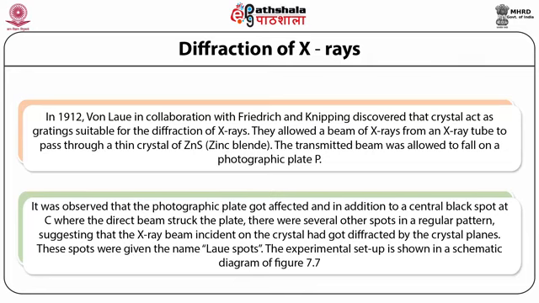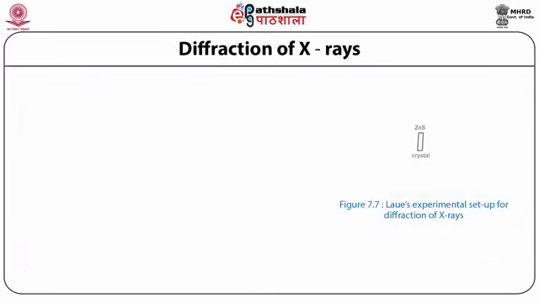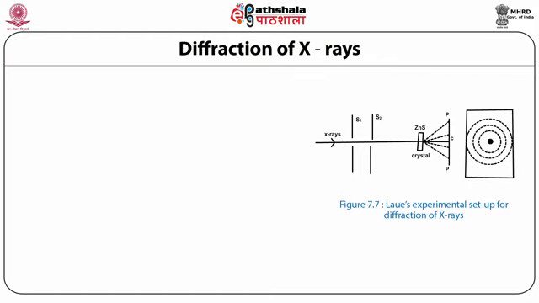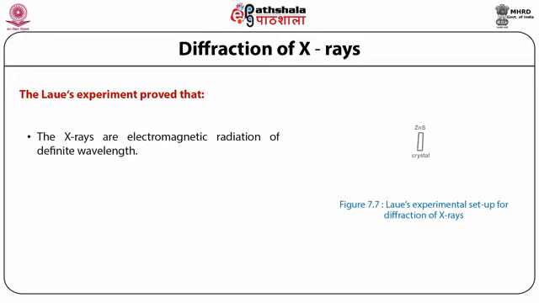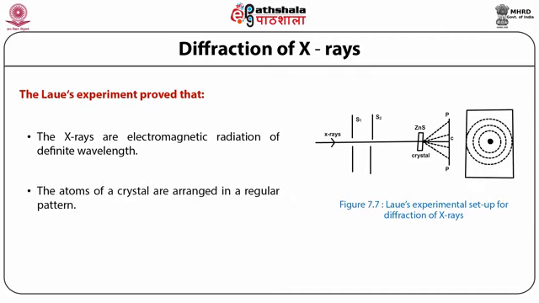These spots were given the name Laue spots. The experimental setup is shown in a schematic diagram of figure 7.7. Figure 7.7 shows Laue experimental setup for diffraction of X-rays. The Laue experiment proved that the X-rays are electromagnetic radiation of definite wavelength. The atoms of a crystal are arranged in a regular pattern.